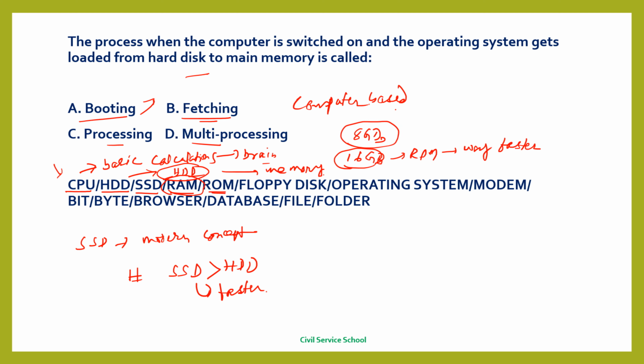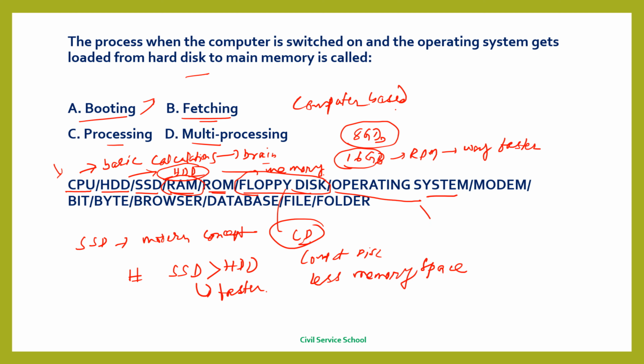ROM means read-only memory. And floppy disk: I know many of you know what a floppy disk is, but you have not used one. This floppy disk is not used in modern days. It is like a CD, compact disk, but an older version with less memory space. It is not in common use.